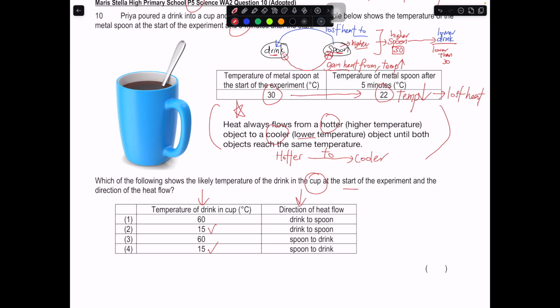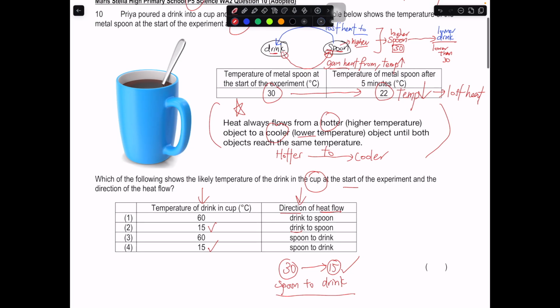Okay, and the direction of heat flow is always from higher to lower. So if the spoon is 30, the drink must in this case be lower, which is 15, as we have chosen. Then this should be the correct option. So it must be spoon to drink. Okay, so the answer, drink to spoon or spoon to drink, naturally the answer is number 4.